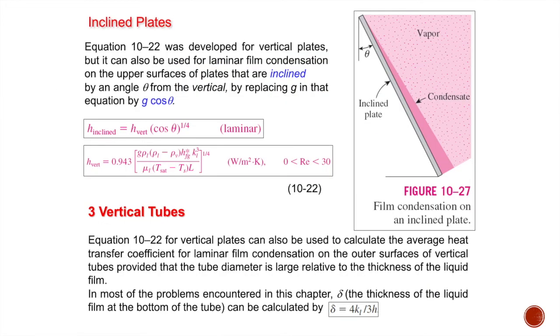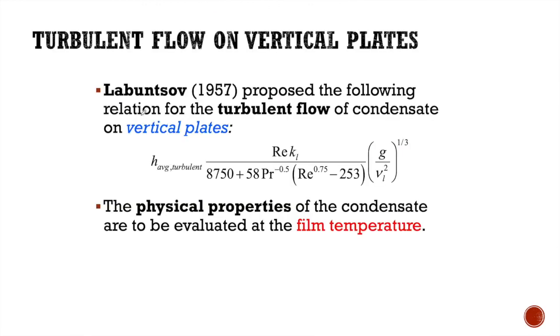In some cases we have inclined plates. So what you have to do is use this equation to determine H incline. H incline is H vertical times cos theta to the power of 1/4. This cos theta is the inclination angle, and H vertical will be referred to this flow.